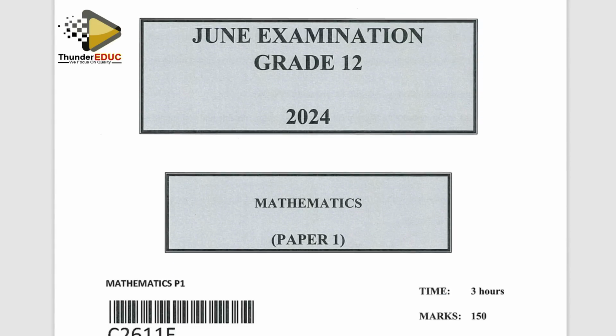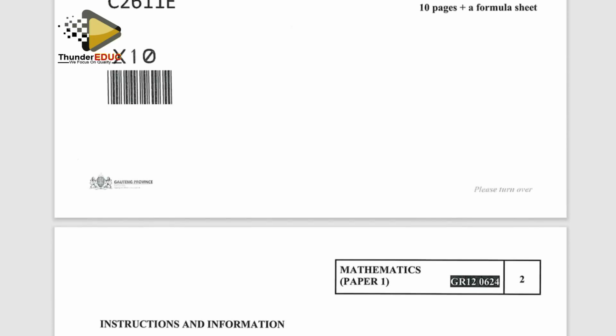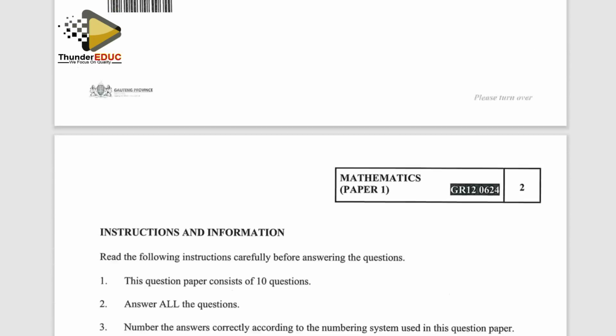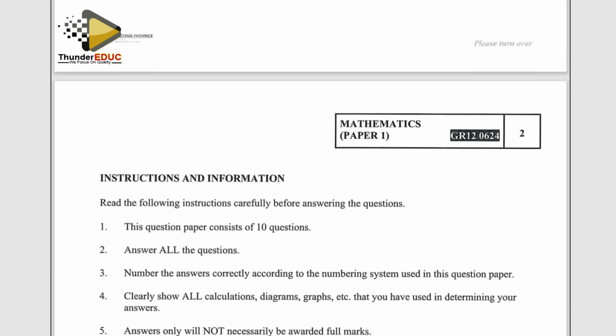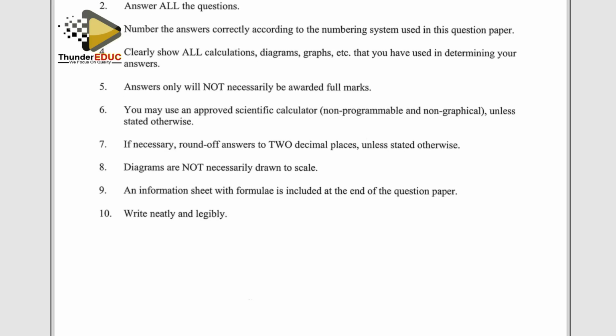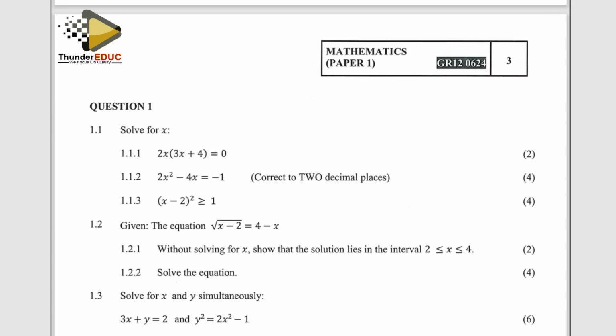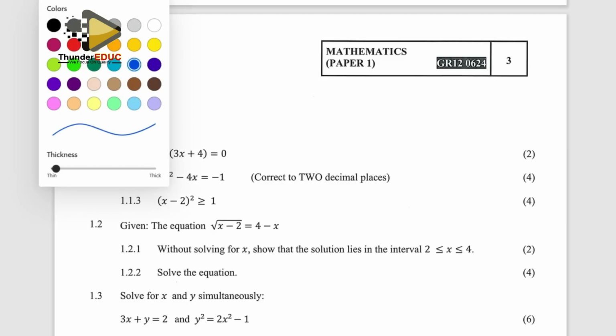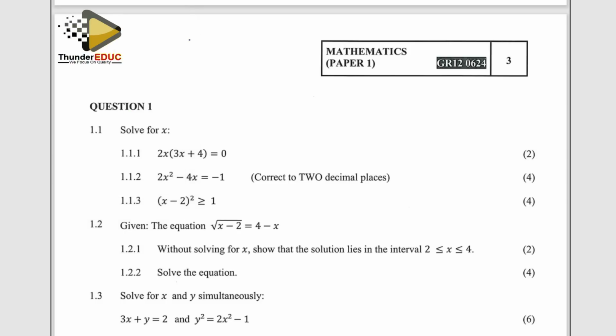Okay, so the paper was a 3-hour paper out of 150 marks. Let's see what we can do and how we have done. So 10 questions, all questions were compulsory and all of that. So question number 1, just as usual, they want us to solve for x. In this case, we have options, but for 1.1.1 it's straightforward.